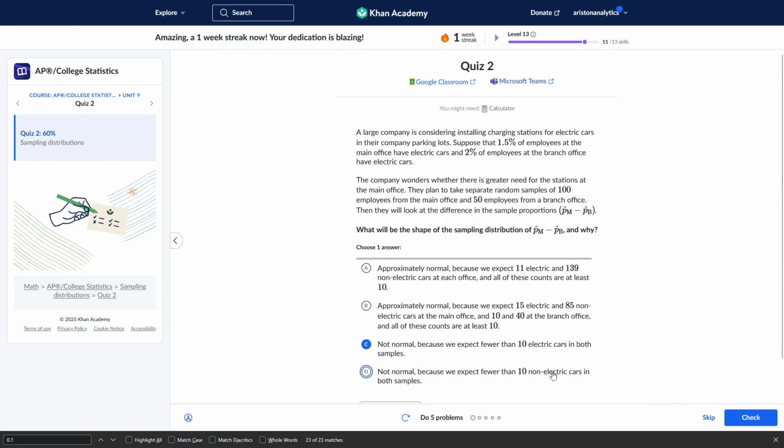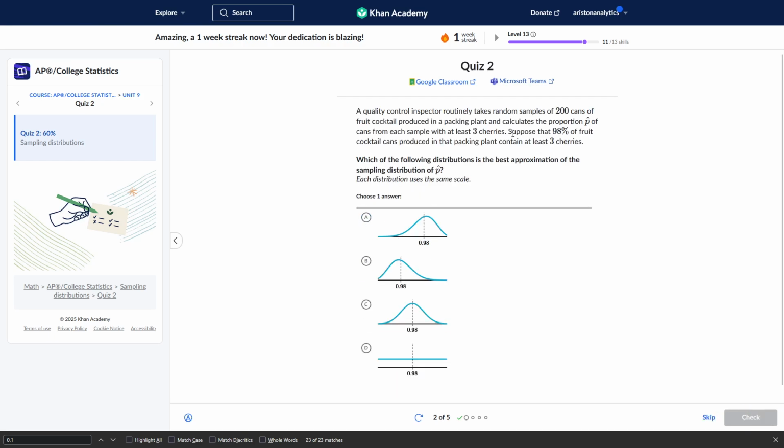Non-electric. Hold on. Have electric. We expect fewer than 10 electric. Is this approximately normal or skewed? 200 cans. P hat with at least 3 cherries. So n is only equal to 3.